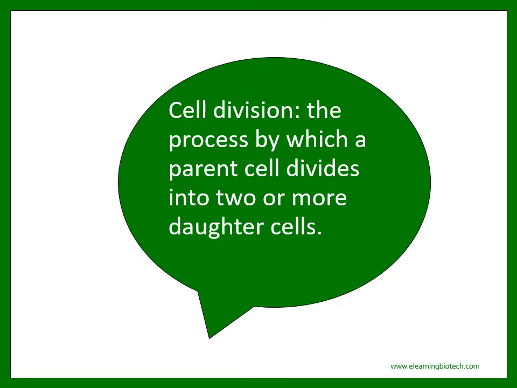To summarize, cell division is the process by which a parent cell divides into two or more daughter cells. Okay, but if cells just divide, you may say, how come that I have skin cells, muscle cells, blood cells, etc.? Well, because a multicellular organism like yourself is also formed by a process of cell differentiation. Let's take a look at it.